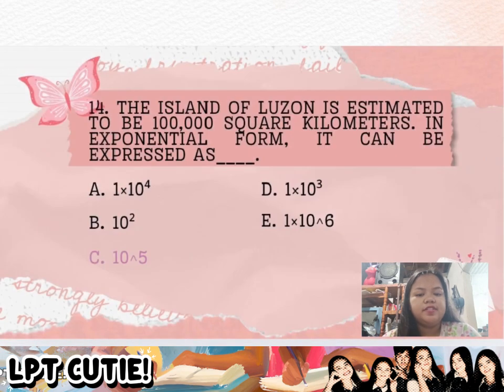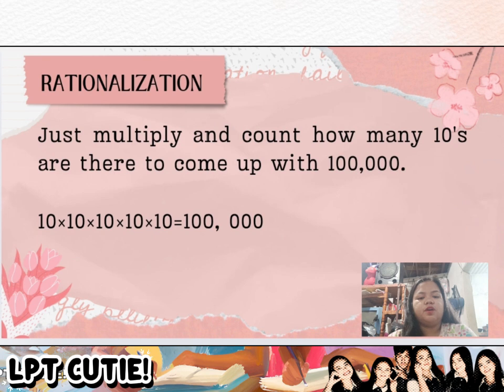Okay, very good. Letter C, 10 to the power of 5. So how did you do it? What are we going to do to solve this one? You can try solving A to E. Let's try. 1 times 10 times 10 times 10 times 10. Is it 100,000? No, right? The answer of that one is only 10,000. How about letter B? 10 times 10. Is it 100,000? No, it's only 100.